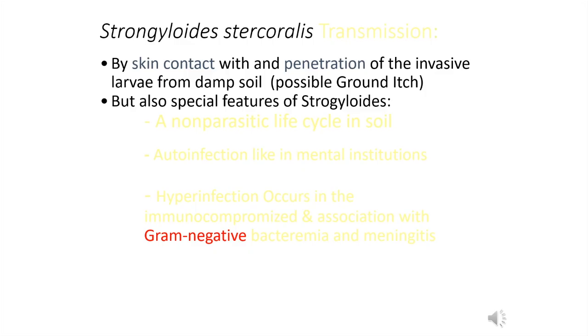Auto-infection can occur, for example, in mental institutions, where the larvae are deposited on the outside of the skin, and if those patients, like in shelter houses, are not cleaned well, then there would be auto-infection, and with immunocompromise, hyperinfection. Now, gram-negative bacteremia or meningitis sometimes may result because of the penetration of these larvae eventually into the blood vessels, and they would carry on their surface some of the microorganisms of the colonic flora, mainly gram-negative Enterobacteriaceae.